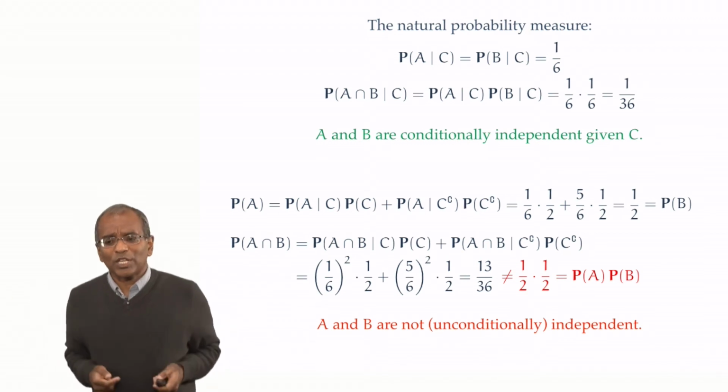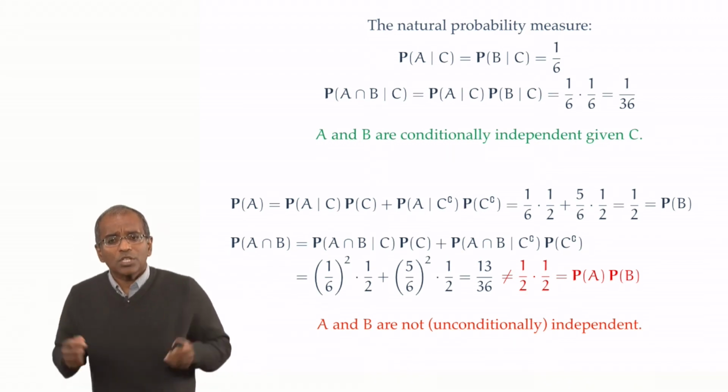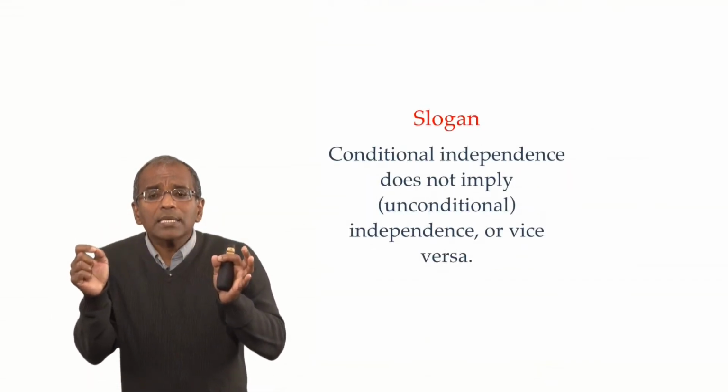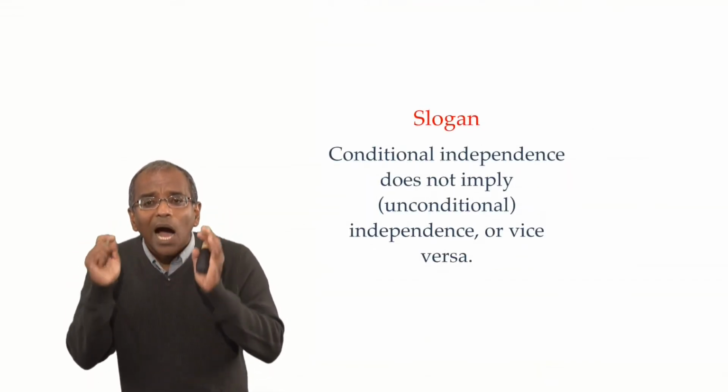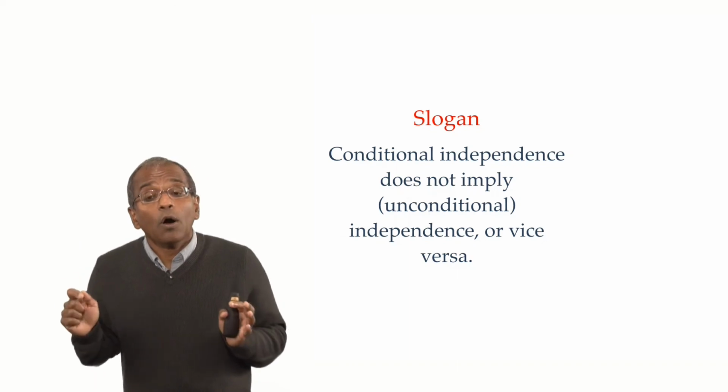There's a slogan we need to extract from this. Okay? And what is the slogan? That independence can affect things in unexpected ways, and that in particular, conditional independence does not imply unconditional independence, or vice versa.